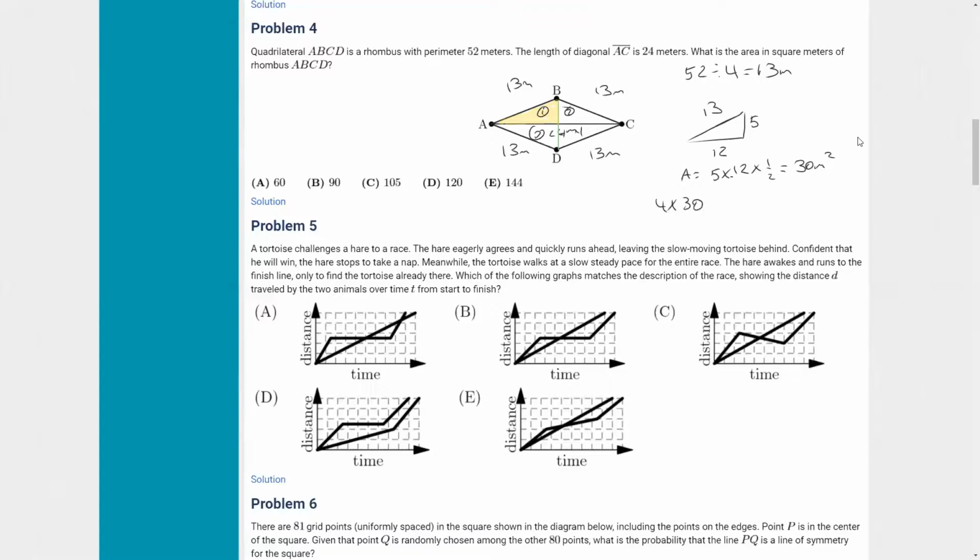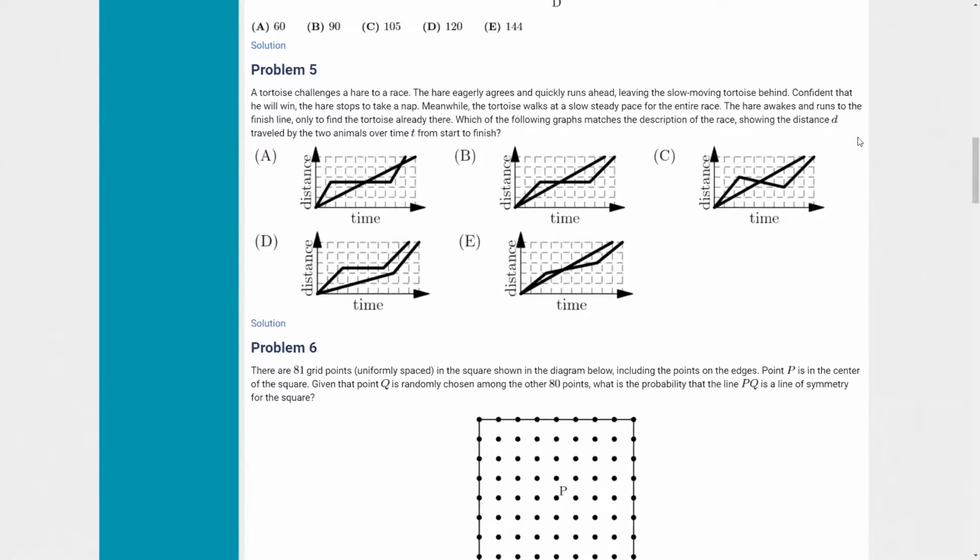And as we can see, we have 1, 2, 3, and 4 of these triangles. So 4 times 30 meters squared equals 120 meters squared. So the answer for question number 4 is D, 120.